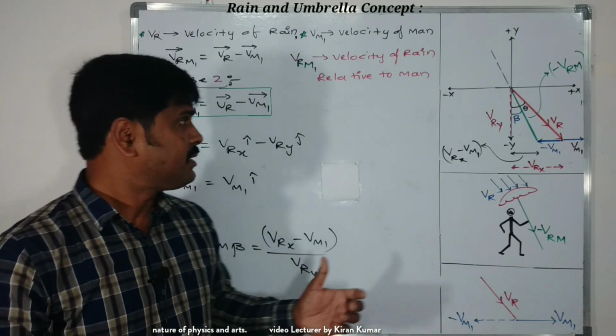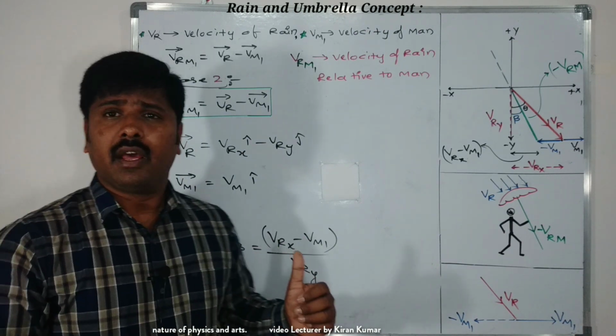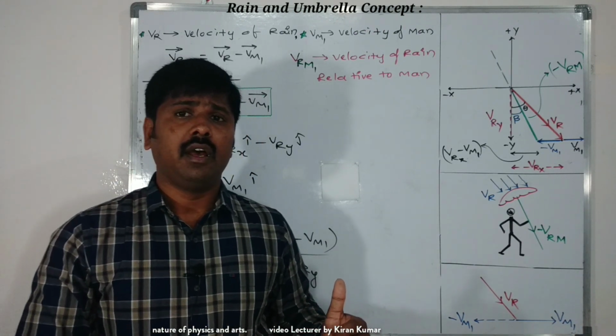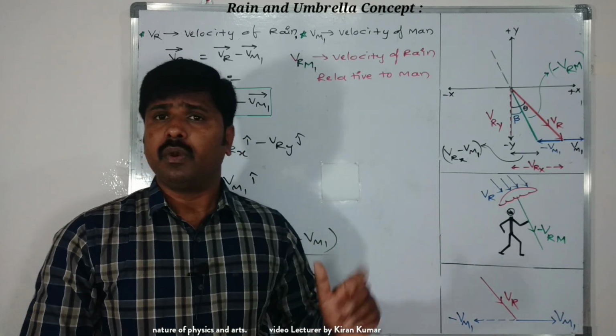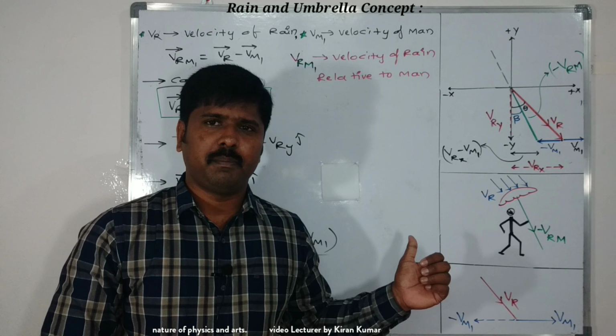So this is the explanation for the rain making an angle theta with the vertical, with the man moving from west direction to east direction, and please copy this.